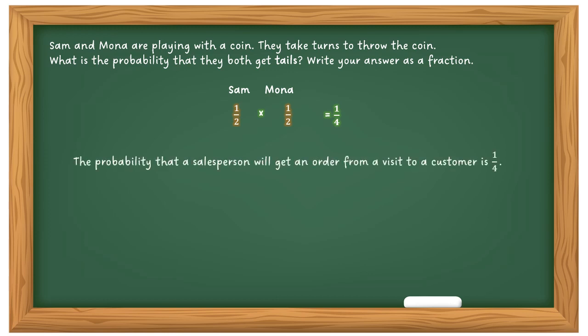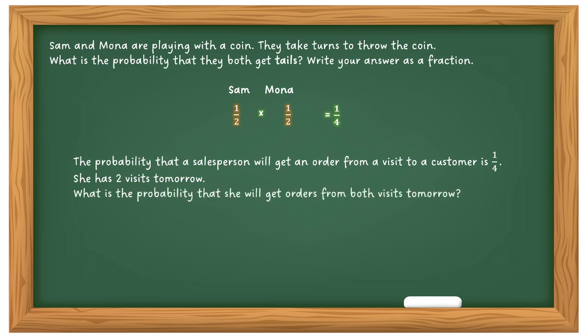Let's have another look. The probability that a salesperson will get an order from a visit tomorrow is 1 in 4. Okay, now she has 2 visits tomorrow. So what is the probability that she will get orders from both visits? Okay, so you can see on the first visit she's got a 1 in 4 chance of getting an order. And on the second visit she's got a 1 in 4 chance of getting an order. Okay, and again, this is where most people make mistakes. Because there's nothing in between to tell you what to do, you simply multiply. Okay, and you can see that 1 times 1 is 1, 4 times 4 is 16. So the chances of the salesperson getting 2 orders tomorrow is 1 in 16.